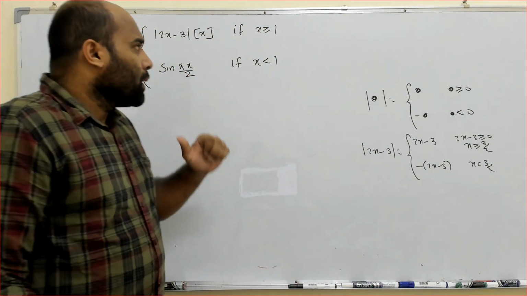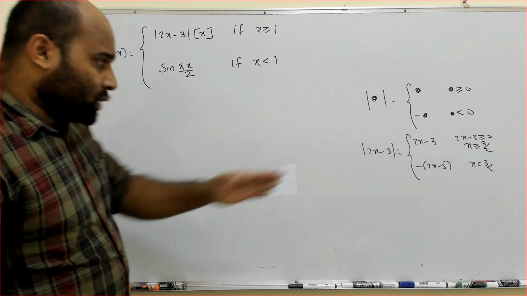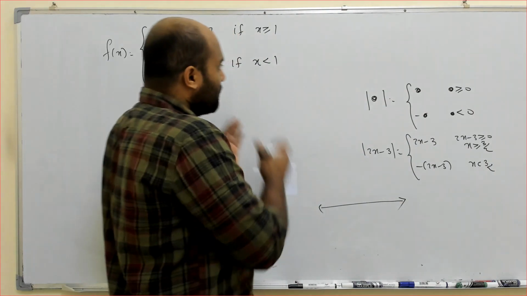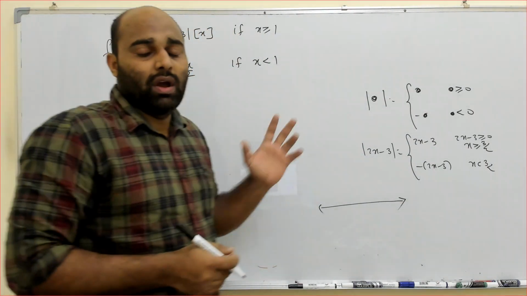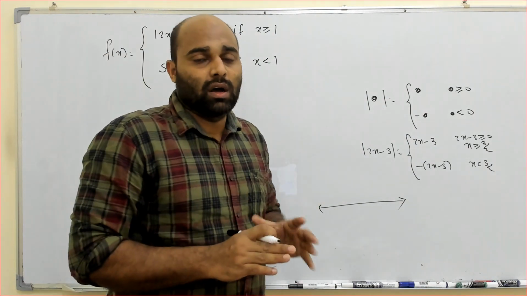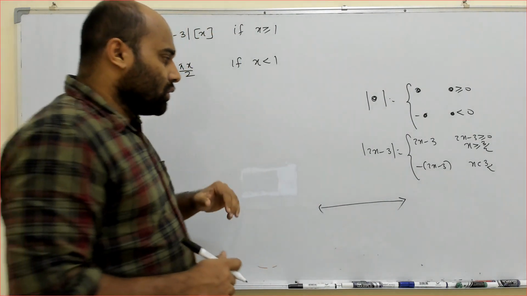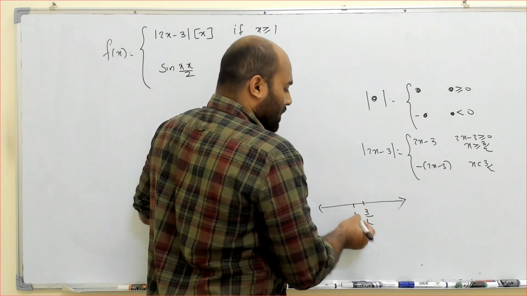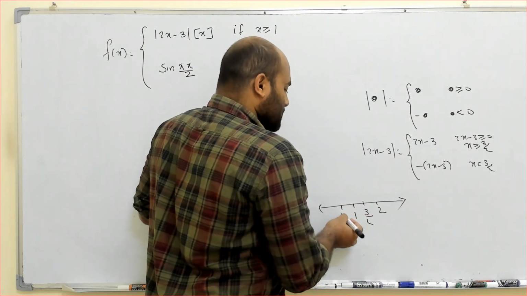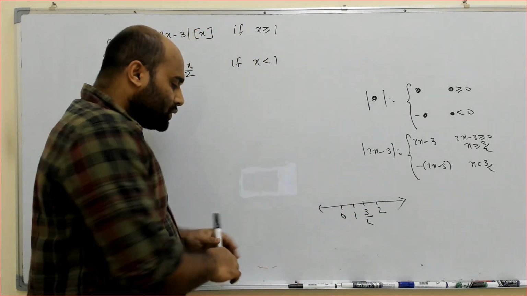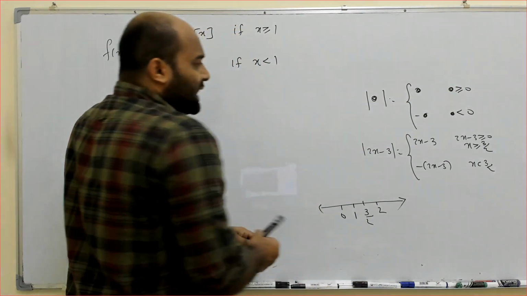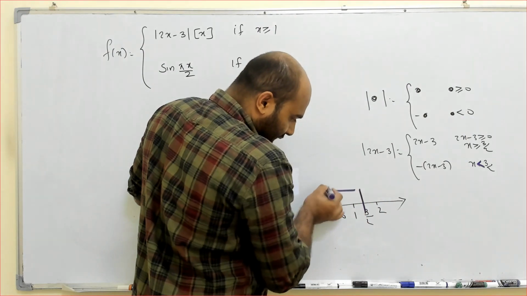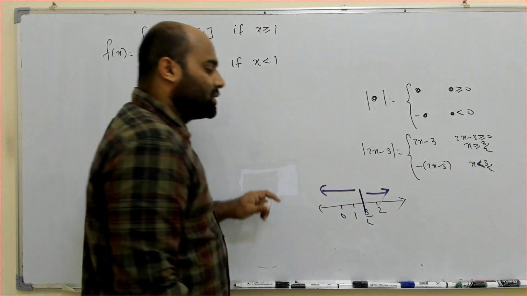So what I want to say is, actually 3 by 2 is coming here. It's actually a theory part. If you directly write it you'll also get it, but we have to care about this also. When modulus comes, you have to care about that. So 3 by 2 will be somewhere over here, and here 1 will be there, here 2 will be there, here 0. When x is less than 3 by 2 it means this side, x greater than 3 by 2 means this side.